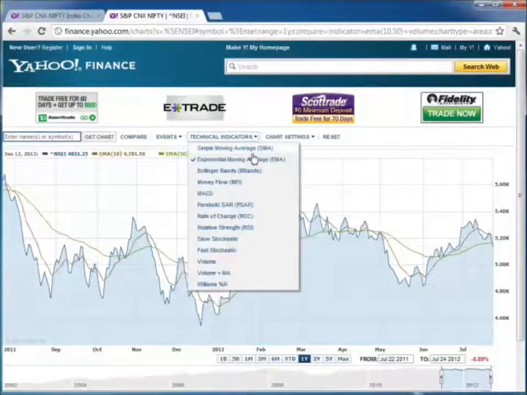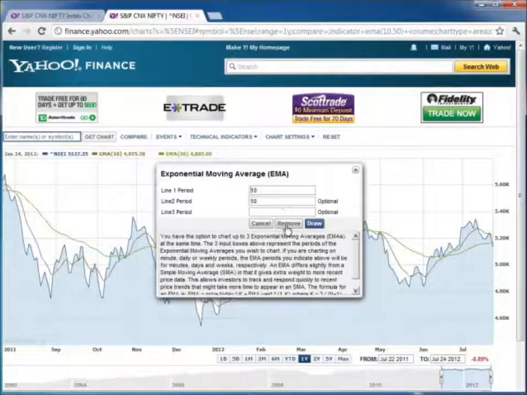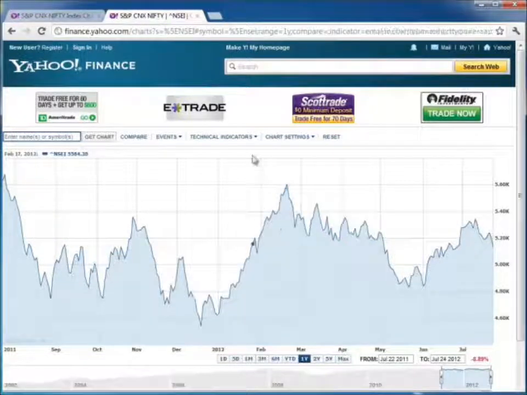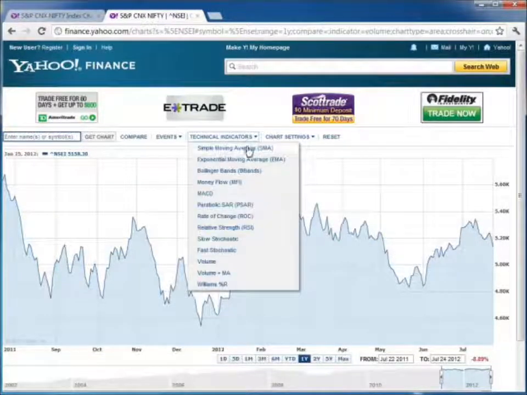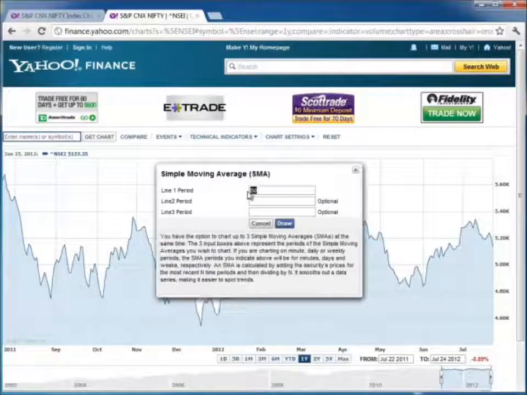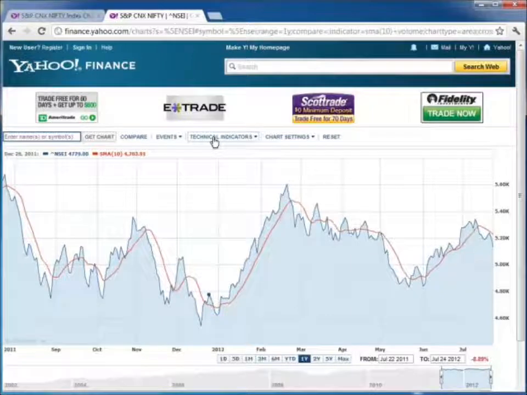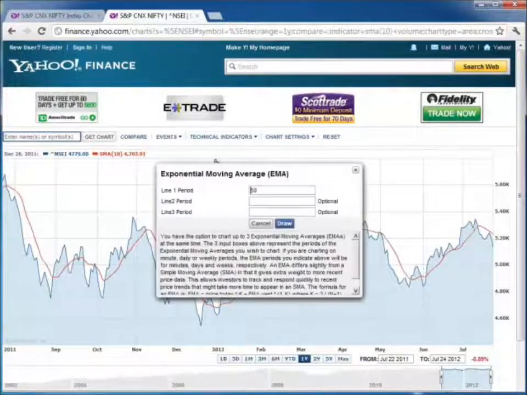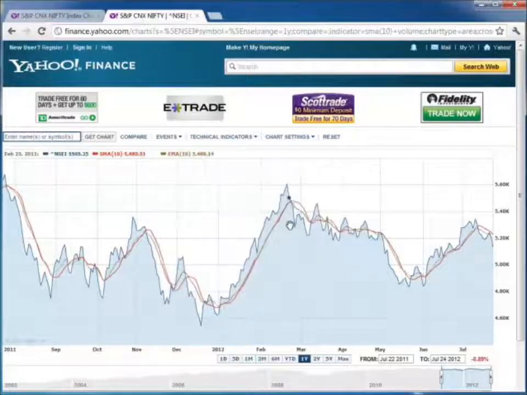So what I'll do is I'll remove first what I've drawn so far, and then let me plot a simple moving average of 10 days, and then I will also plot an exponential moving average of 10 days, and this way you can compare what they look like and how they're different.